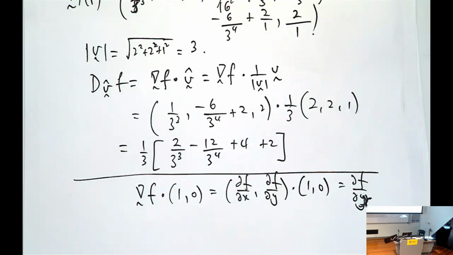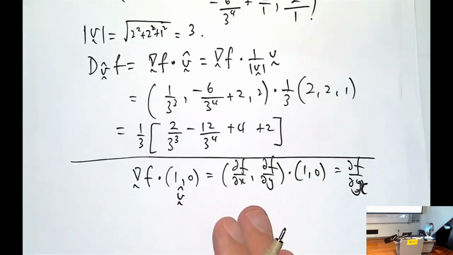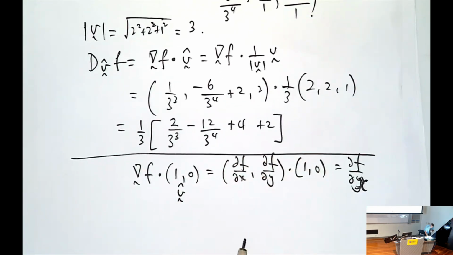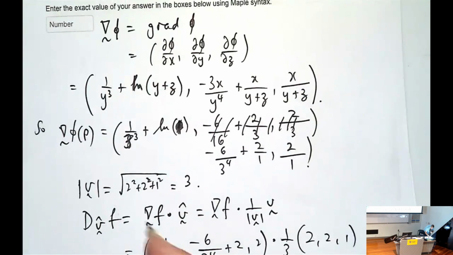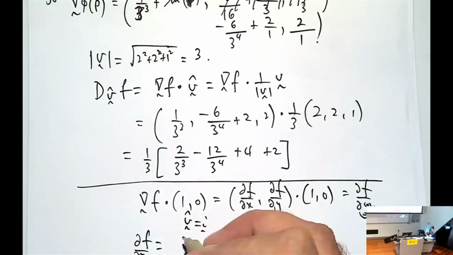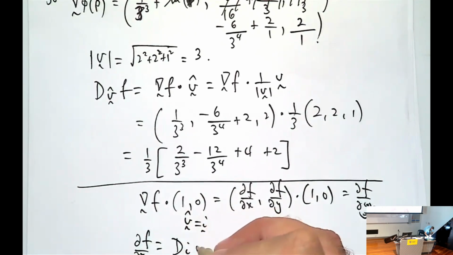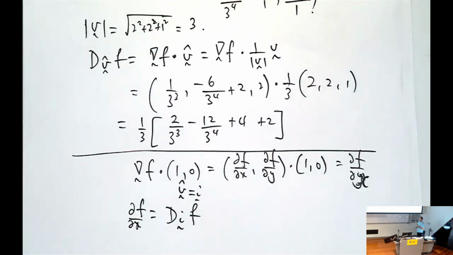So what's v here? Like v being the vector that we're using. Yeah, exactly. You can think of this as being some unit vector. In this case it's i. So in this notation you can think, oh, df/dx is just that.